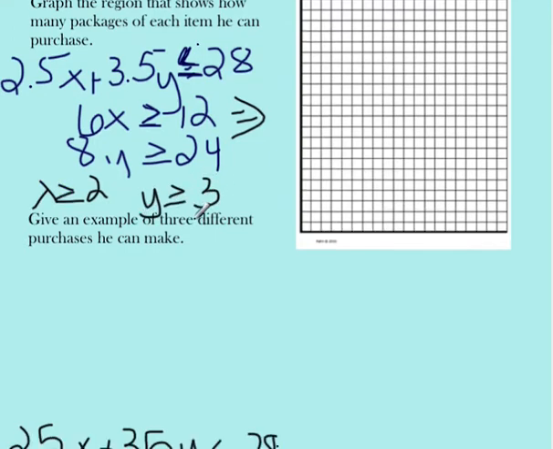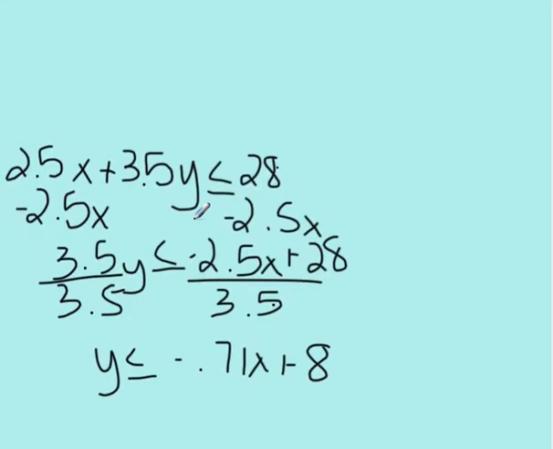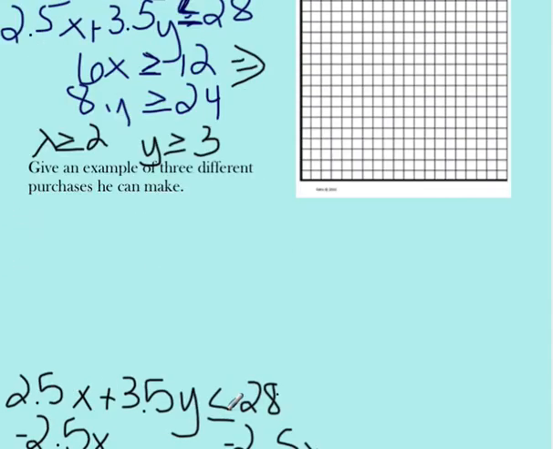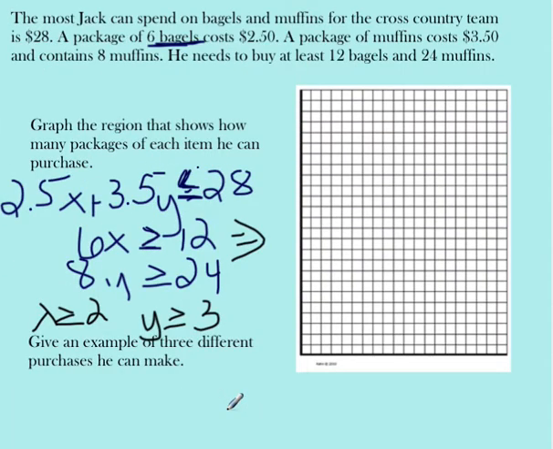So let's go ahead and start by plotting this guy right here. So we're crossing the y-axis at 8. So I'm going to count up to 8.